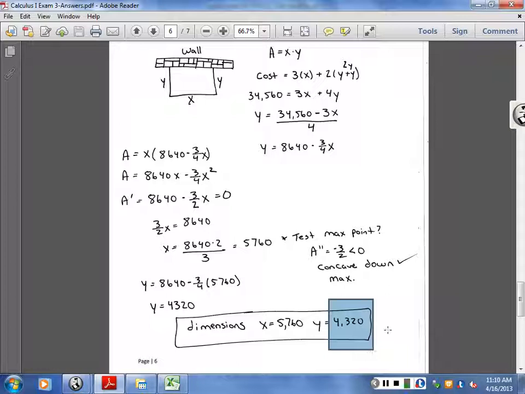Because if I have a rectangle like this, the same rectangle like this is fine. So if I have this is my wall, it's my rectangle, or if I have this is my wall, it's a rectangle, it's going to be the same thing.